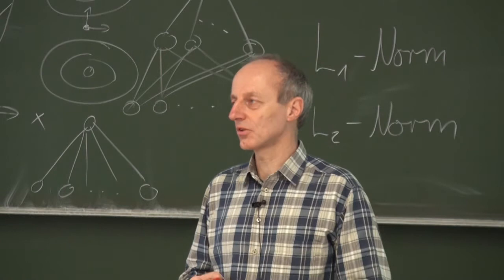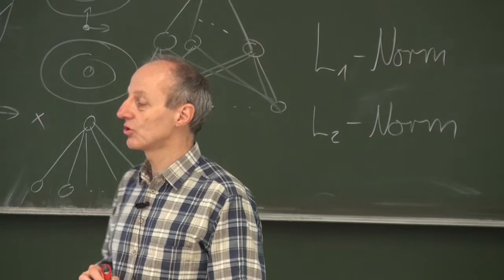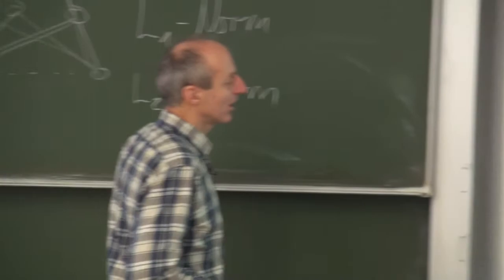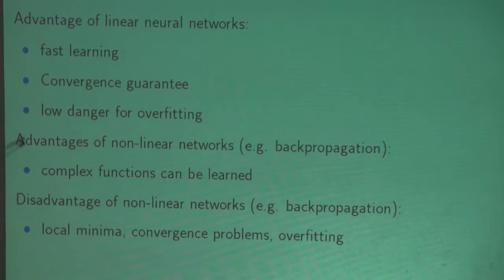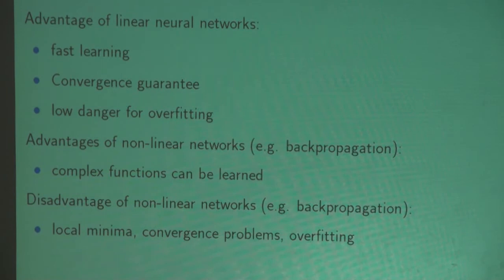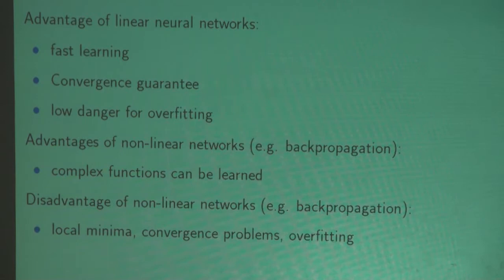So researchers always wanted to use linear systems. But on the other hand, linear systems are not able to approximate complex functions. A linear system is a linear approximation of the application I want to learn, and quite often, a linear approximation is too weak. But if I go to a nonlinear network, then I have the problem of local minima, convergence problems, overfitting. The idea behind support vector machines was to combine the advantages of linear systems and nonlinear systems in one system.